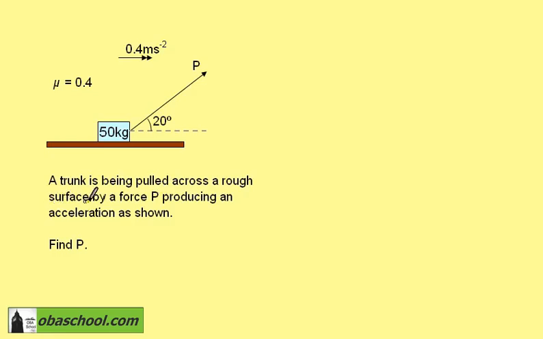A trunk is being pulled across a rough surface by a force P, producing an acceleration as shown. We want to find the value of P. We now consider the forces acting on the particle. We have the weight, 50g, acting downwards.